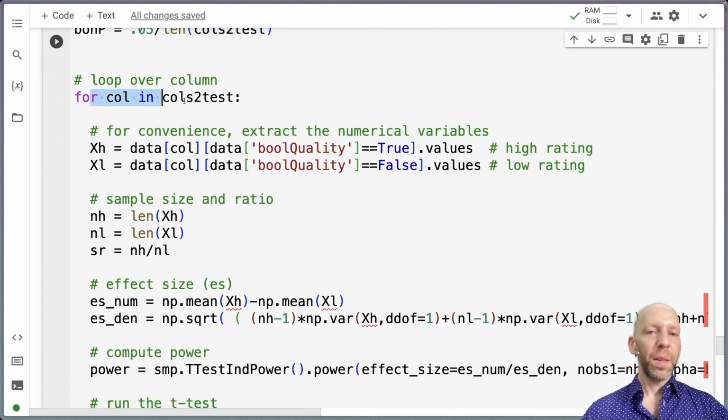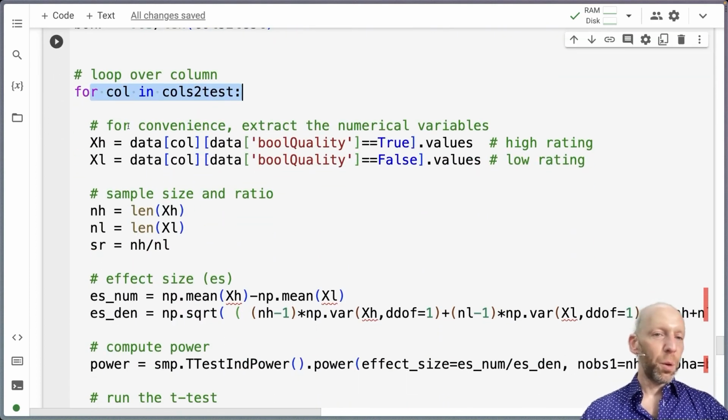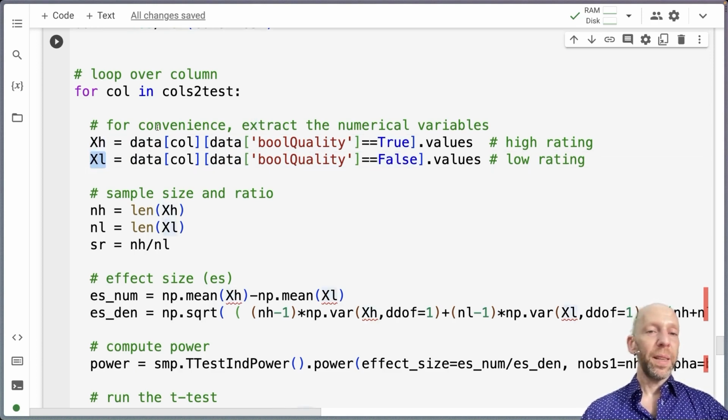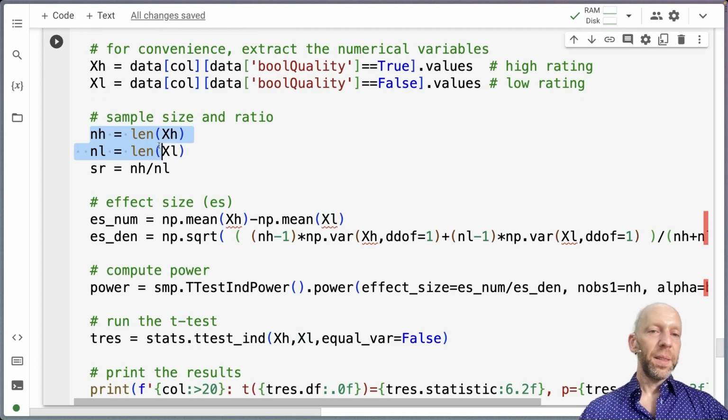Okay, so then we loop over the different columns. Here, this is just for convenience, I'm extracting the high ratings and the low ratings. So this is the data for this column only for the rows where quality is true, meaning high quality ratings. And here, this is only for the quality ratings that are false. So these are the two samples that we will use in the t-test. Here are the sample sizes of the two groups and their ratio. This we need for computing the statistical power, as you saw in the previous exercises.